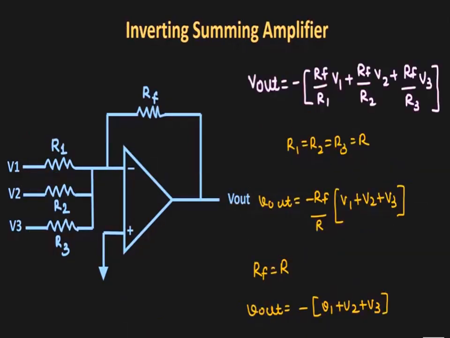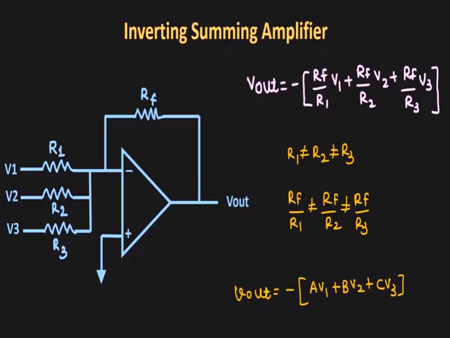For the same inverting summing amplifier, I am considering the resistances I have taken for voltage sources 1, 2, 3 to be equal to R. That is, I have written R1 is equal to R2 is equal to R3, and I am just rewriting that as R. So the above equation I can rewrite as Vout is equal to minus RF by R times V1 plus V2 plus V3. Again if I consider RF is equal to R, I can write Vout as minus of V1 plus V2 plus V3. This is nothing but the voltages I am feeding to the inverting terminal being added easily.